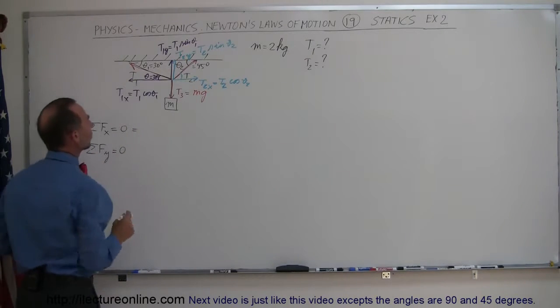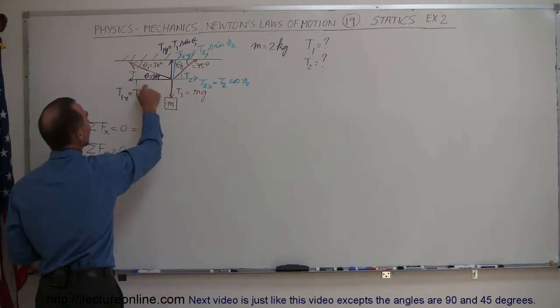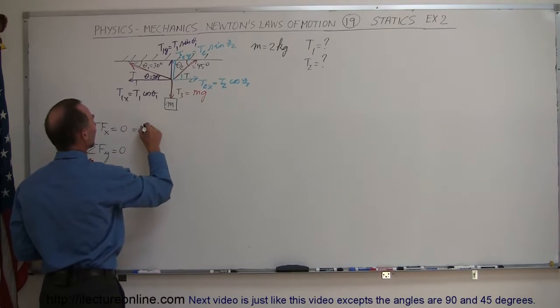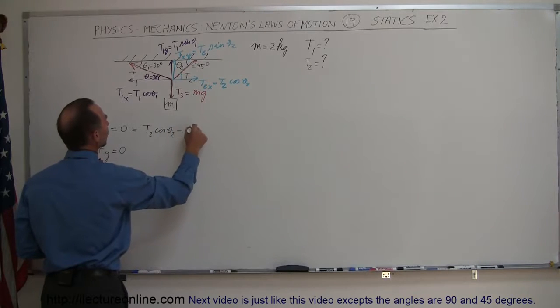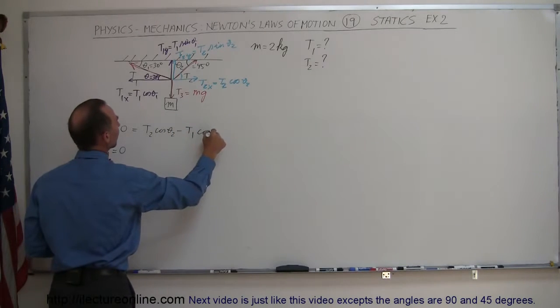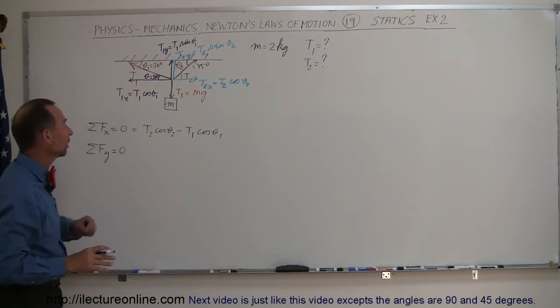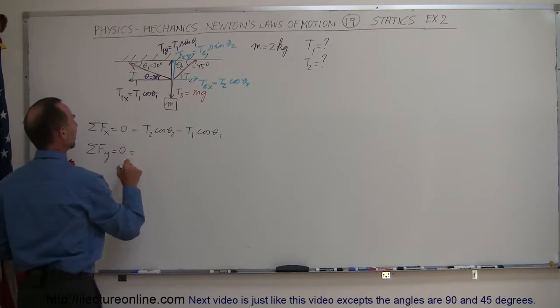So in the x direction, there's only two components. I have T1 in the x direction, that's in the negative direction. I have T2 in the positive direction, so I can write this as T2 times the cosine of theta 2 minus T1 times the cosine of theta 1. So that's our first equation, which has both T1 and T2 in it. Two unknowns, one equation. Not good enough to solve, so we need a second equation.